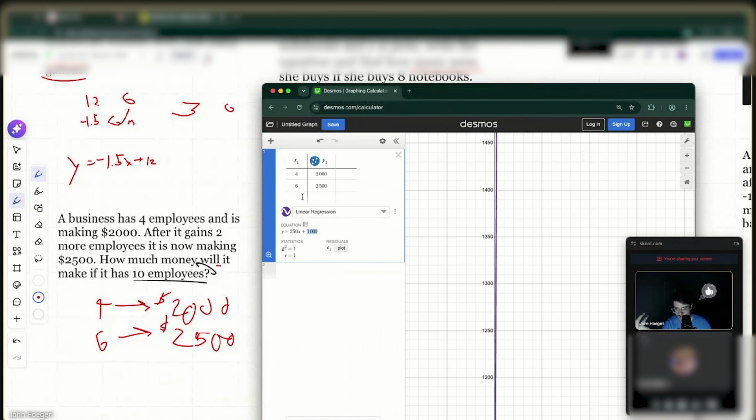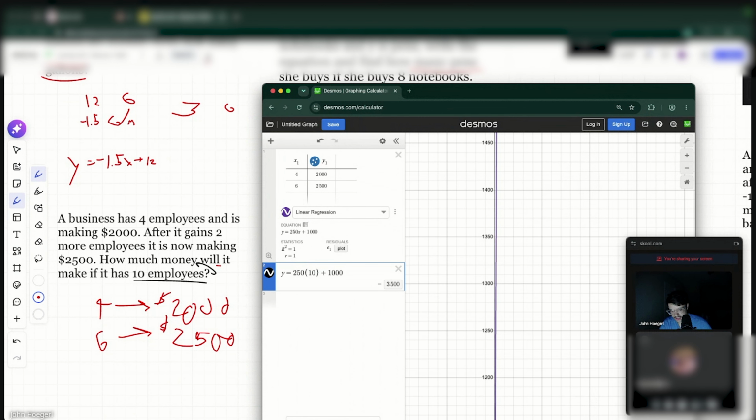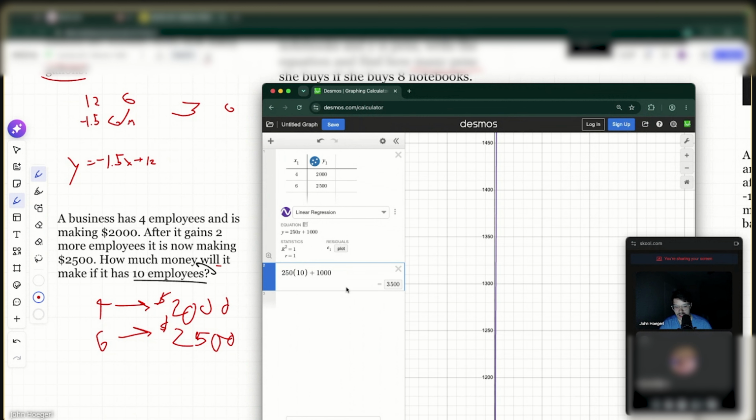So pretty simple. All we have left to do is say how much we'll make if it has 10 employees. So I could just go in here and put 10 for the number. We do that, and it's saying $3,500.